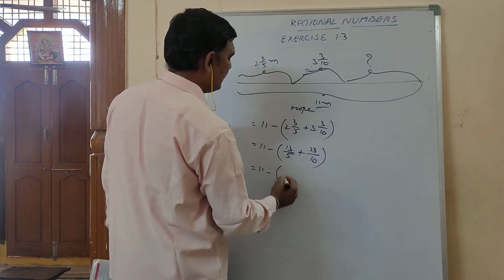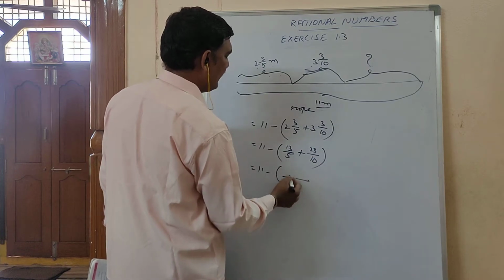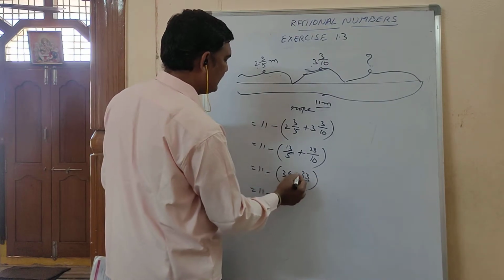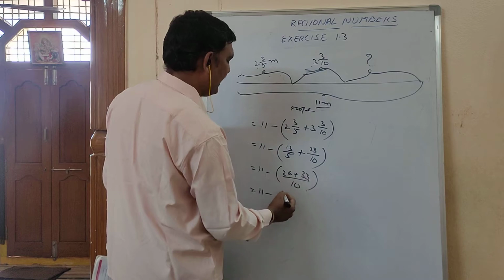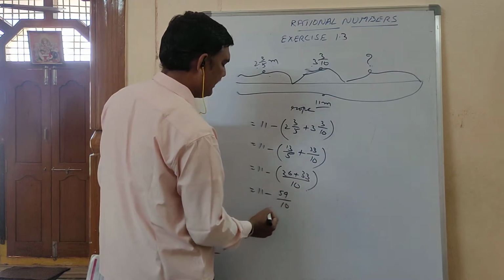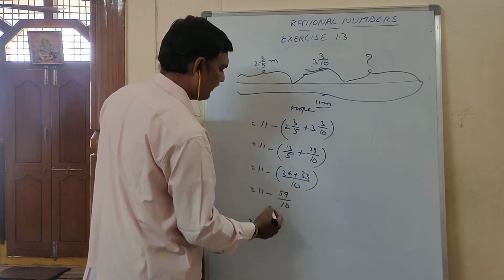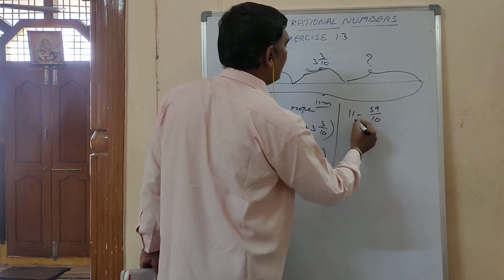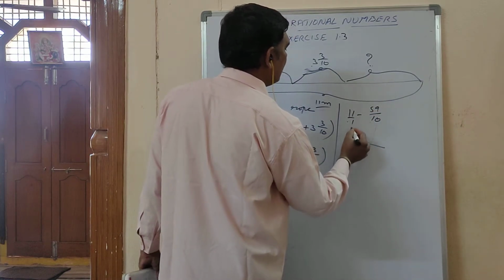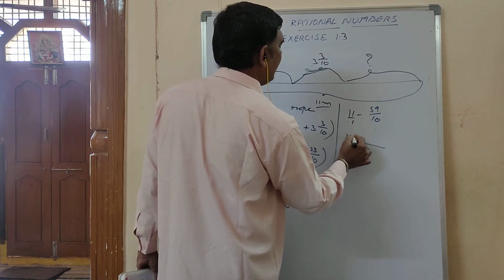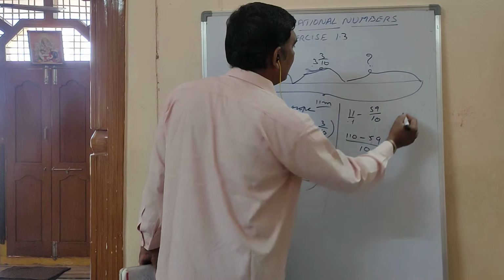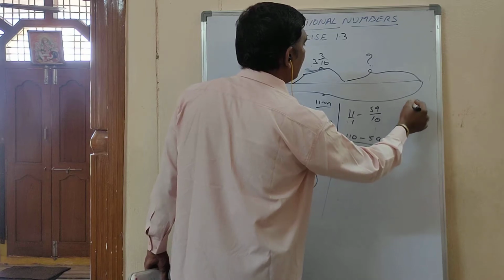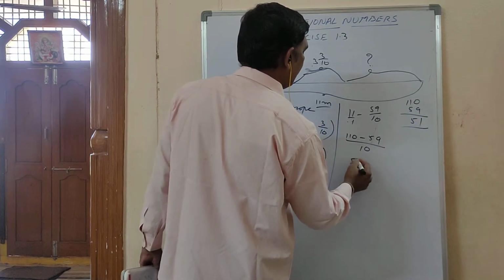Now 11 minus, for 5 and 10 the LCM is 10. 5 twos are 26, 10 ones are 33. If you add 26 and 33, you get 59/10. So again, 11 minus 59/10. For 1 and 10 the LCM is 10. 1 how many times will go? 10 times. 110 minus 59. From 110 subtract 59. Borrow: 10 minus 9 is 1, 10 minus 5 is 5. 51, so 51/10.